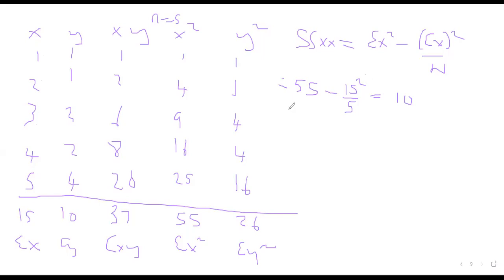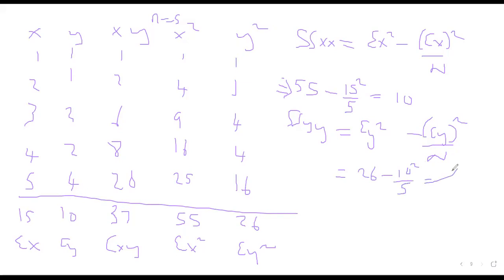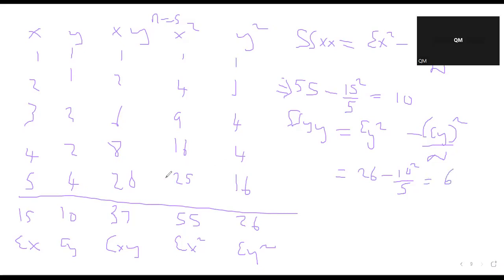So how do you find summation of yy? So y is throughout, right? So sum of y squared minus sum of y squared over n. Here we're going to have 26 minus 10 squared over 5. So here you're going to get a 6.